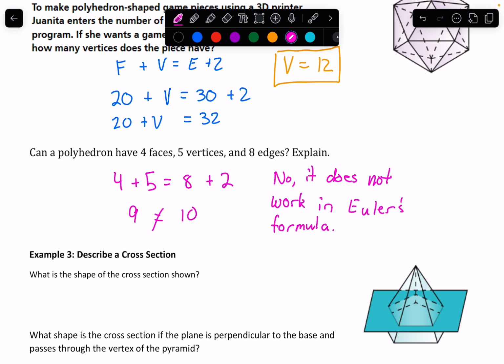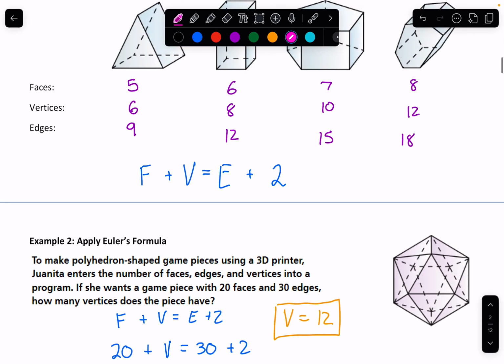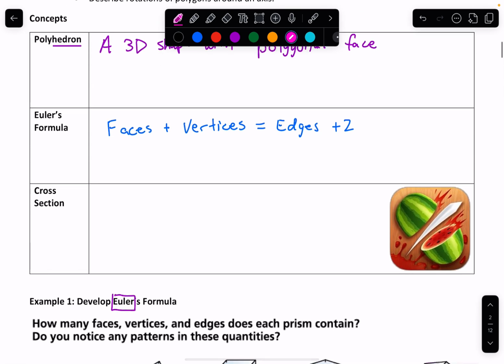Well, this is where I have put the Fruit Ninja logo on the concept box. I don't know how much longer I'm going to be able to do that and have it be culturally relevant and have you guys know what it is. But that is the Fruit Ninja logo, and of course, that is the game where you toss fruit up in the air and then you've got this sword or katana thing you use to slice the fruit. And it's a really good demonstration of the idea of a cross-section.